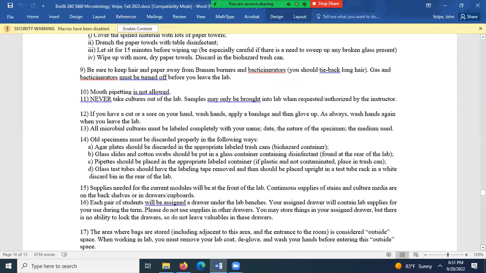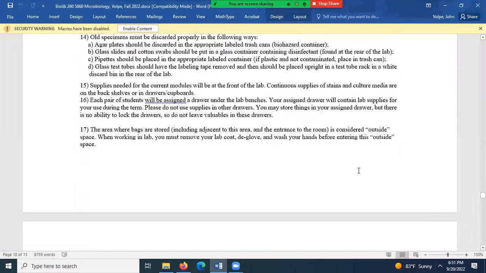Remember that where your books and backpack are kept is considered outside the lab. So you should stay away from that area while you're working with stuff in the lab, and you shouldn't go to that area except when you first come into the lab and when you're about to leave the lab. When you leave the lab, as I stated, wash down your lab bench, remove your lab coat, remove your gloves, wash your hands, and then leave the lab.